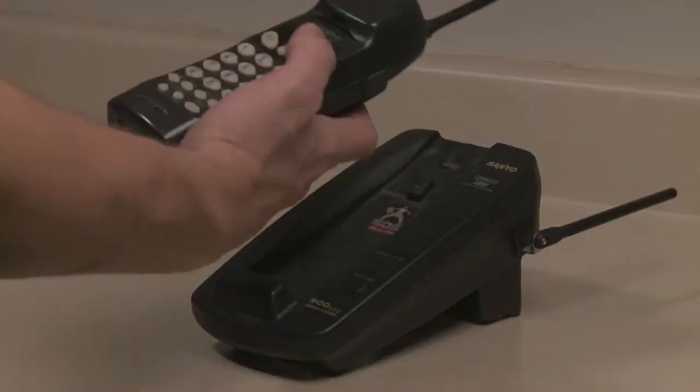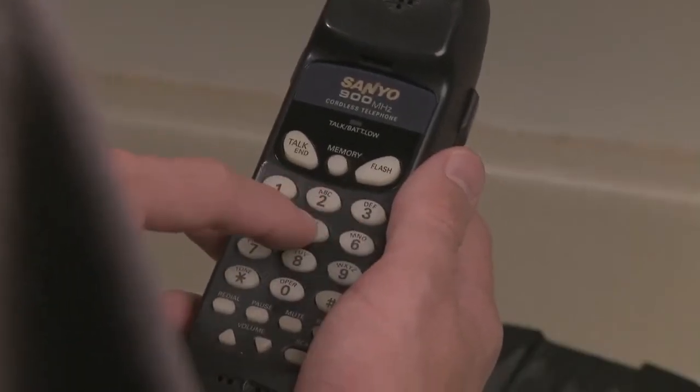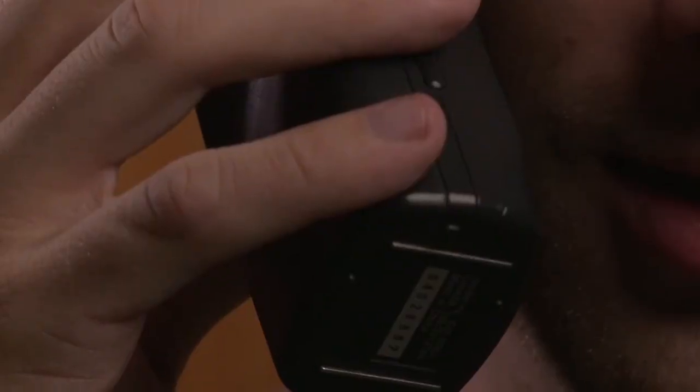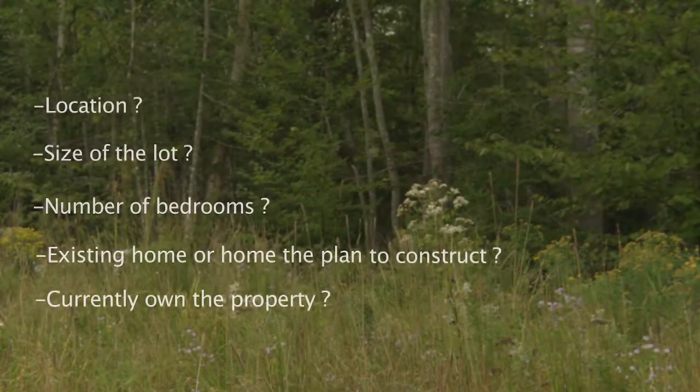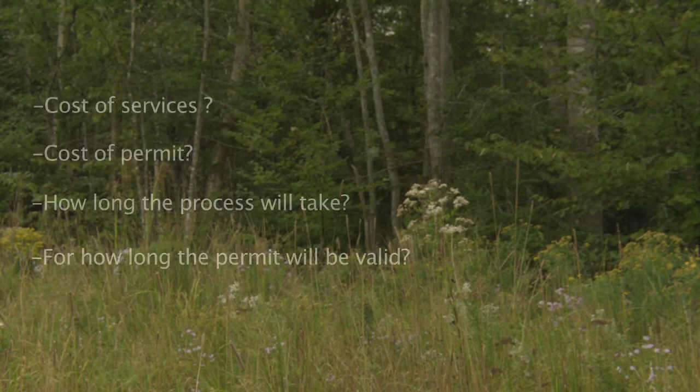Typically, the landowner will contact the qualified person. The QP will want to know the location and size of the lot, the number of bedrooms in the existing home or the home they plan to construct, and whether or not they currently own the property. The property owner will want to know the cost of the service, the cost of the permit, and how long the process will take, and for how long the permit will be valid.